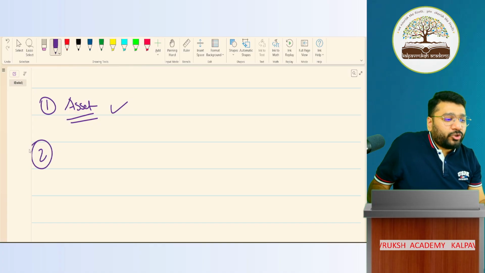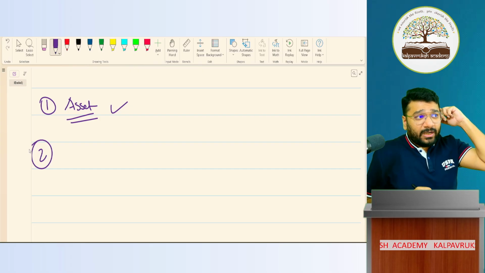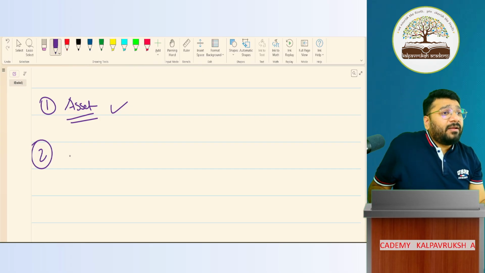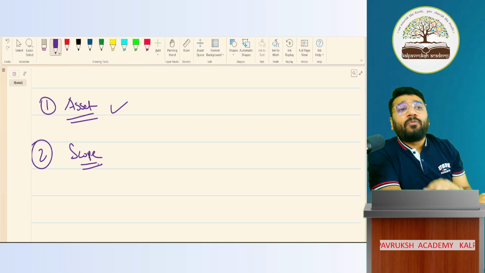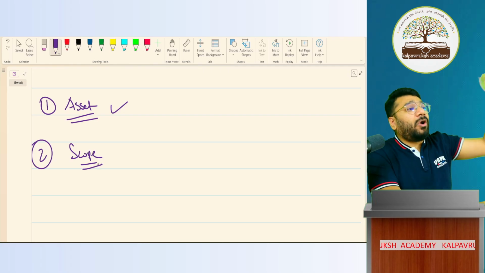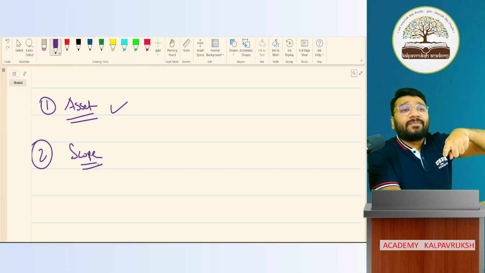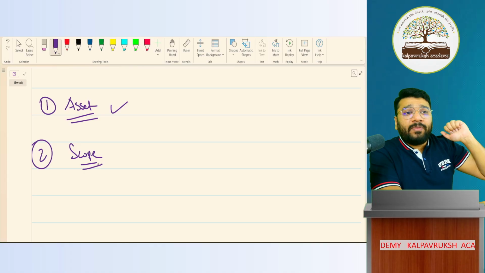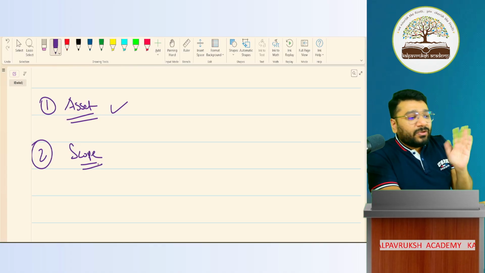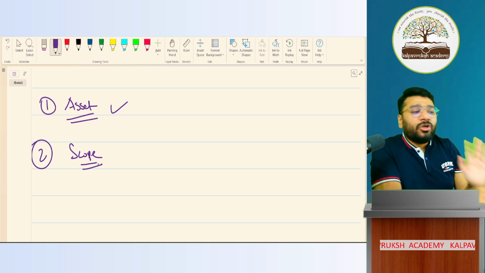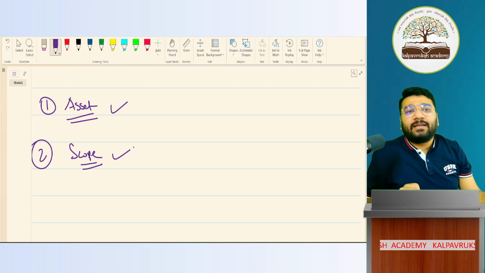Second, what are we supposed to check? Whether this asset is covered under PPE, whether it is coming in the scope of PPE or not. Biological assets are not coming in scope of PPE. Living animals are not coming in scope of PPE. Living plants are not coming, but bearer plants will come in AS 10. So this is neither a living animal nor a living plant, so this is covered in the scope of AS 10.